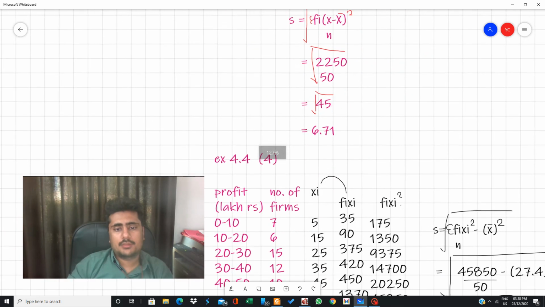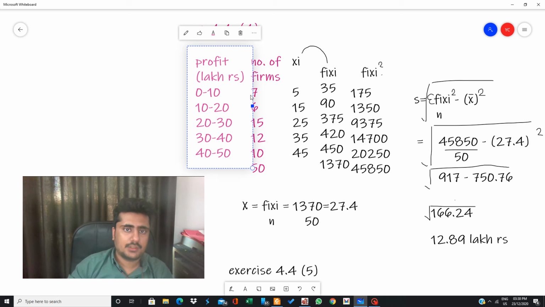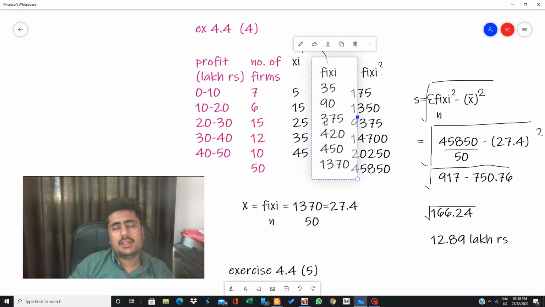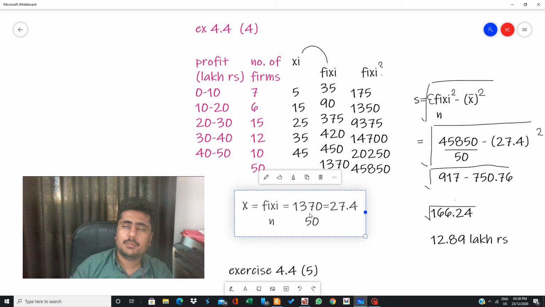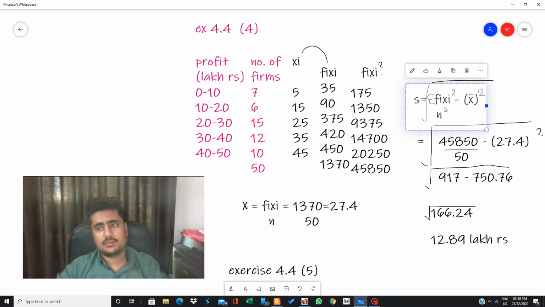It started with the topic when class and frequency are given. To find the standard deviation, when class and frequency are given, you have to convert xi from the classes. How to find xi from classes? Just find the mid value. It is as simple as that. Then you have to find fi into xi. That means my first step is to find mean. So to find mean, it is sigma fi xi upon n. Then my formula for standard deviation is the root of sigma fi xi square upon n minus x bar whole square.